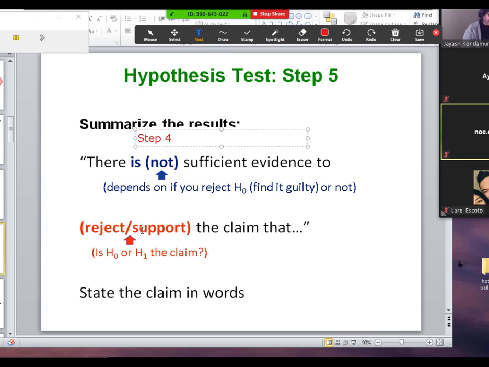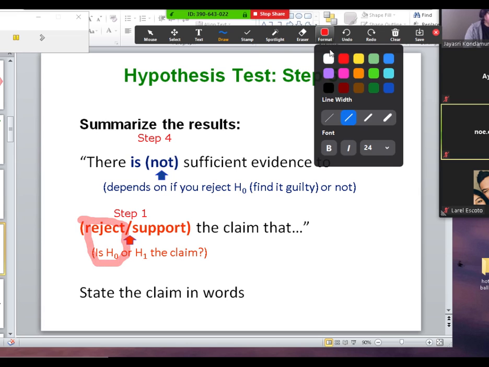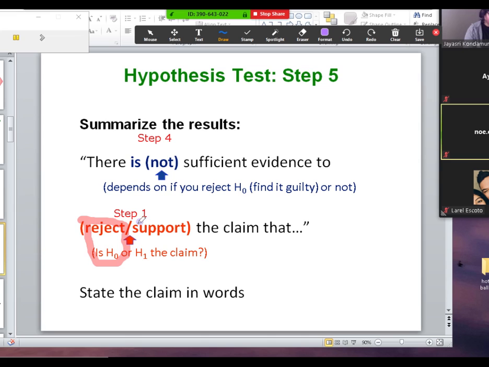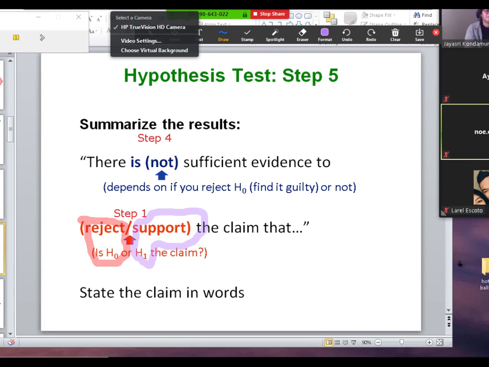And then the last part is step 1, which is either reject or support. If H0's your claim, you're going to use the word reject here. If H1's your claim, you're going to use the word support here. So these go together: reject for H0, or support for H1. Depending on which one you wrote as the claim in step 1, you're going to use one of those two words.